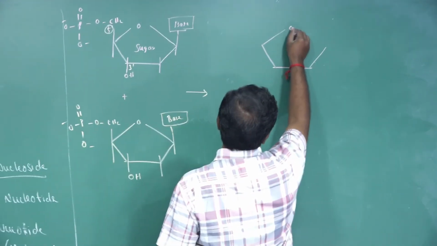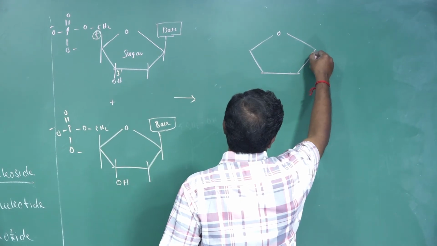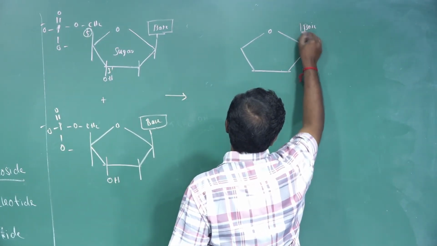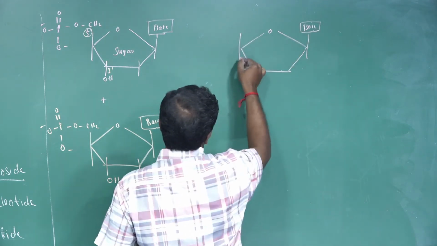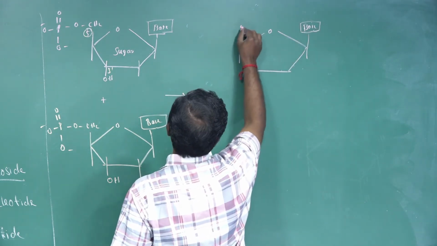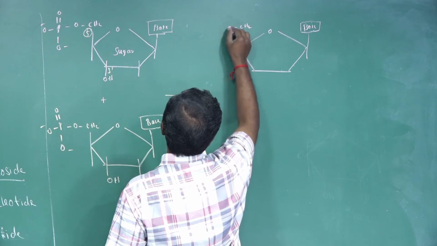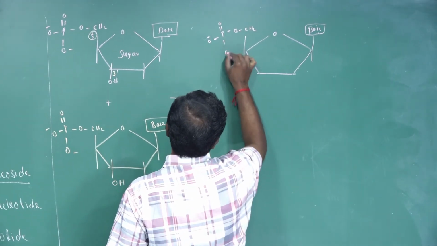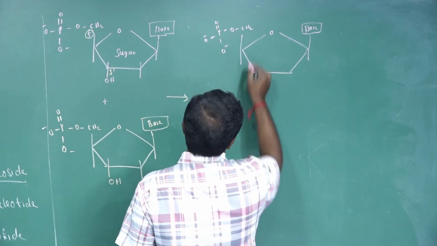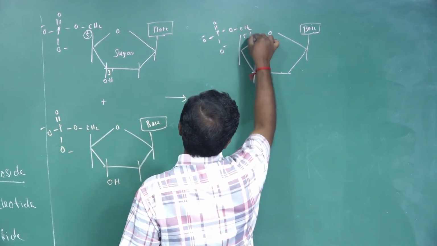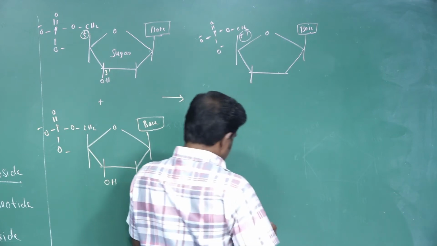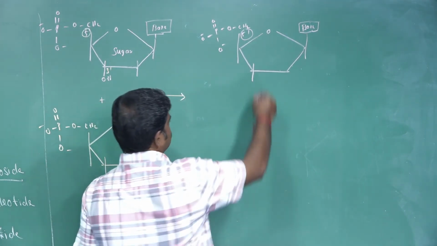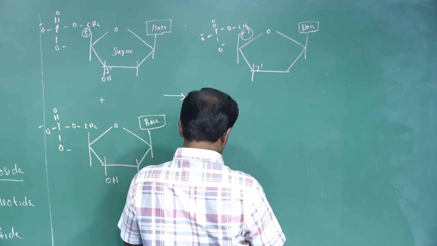Here there is an oxygen, and it contains the base. It has a base, and here it has a CH2 group and O and a phosphate group, and here O minus. It has the 5' position. And another nucleotide may be linked at the 3' position, so it has the 3' position.